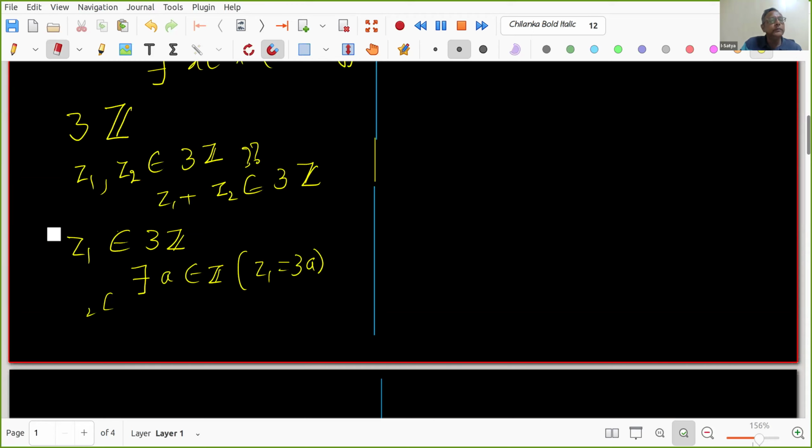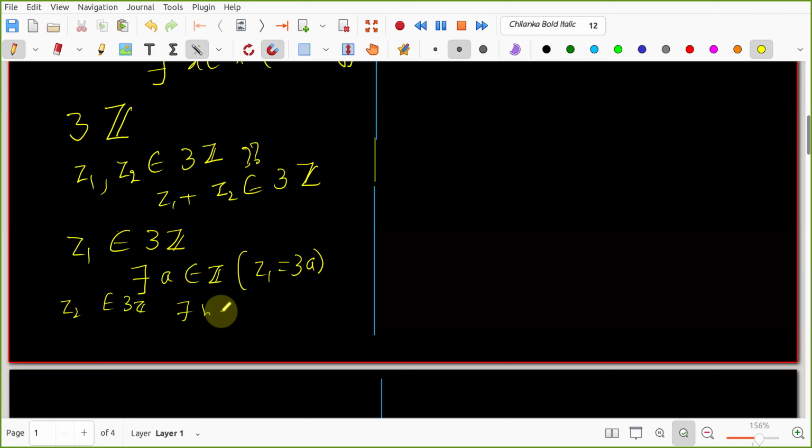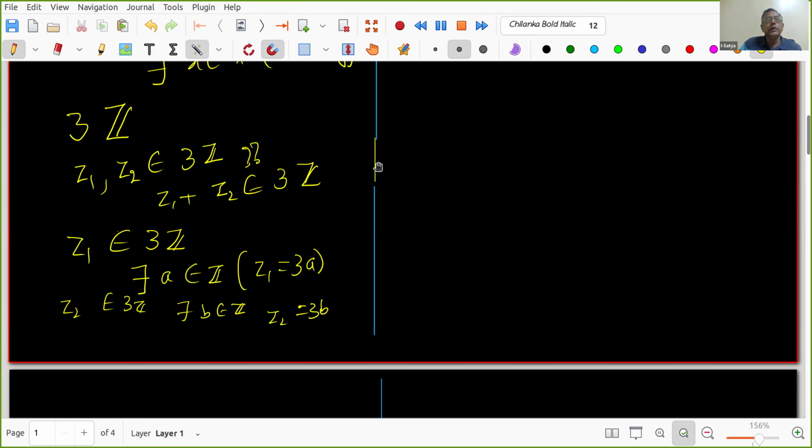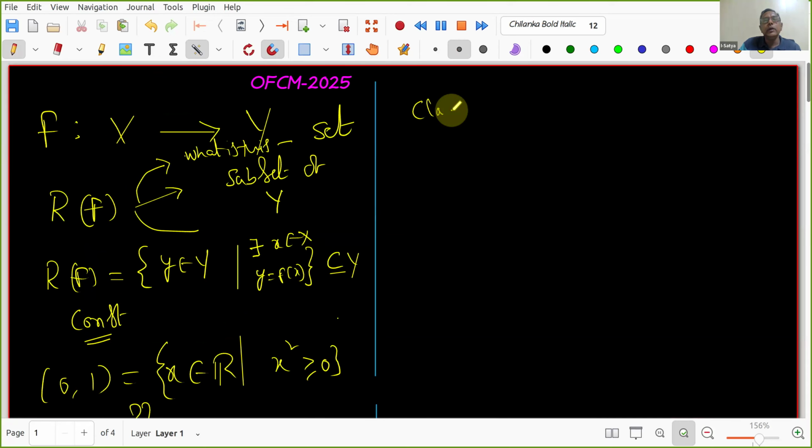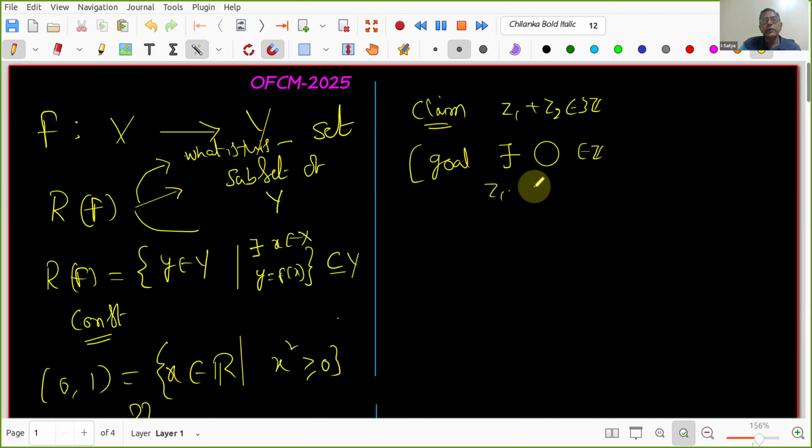Z2 belongs to 3Z means what? There exists a B belonging to integers such that Z2 equals 3B. Yes. Okay. Now what is it that I want to show? Let me write that also. The claim: Z1 plus Z2 belongs to 3Z. What does that mean? What is the goal? There exists something belonging to Z such that Z1 plus Z2 is equal to 3 into something. This is the goal. Before writing the proof, think about it.